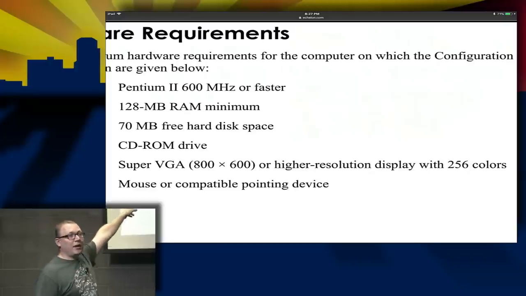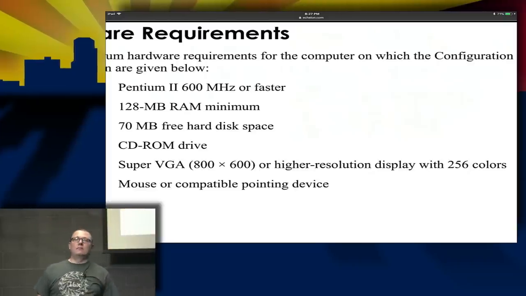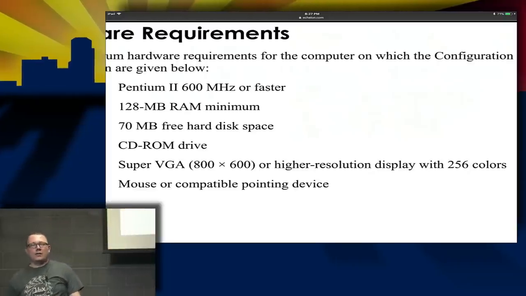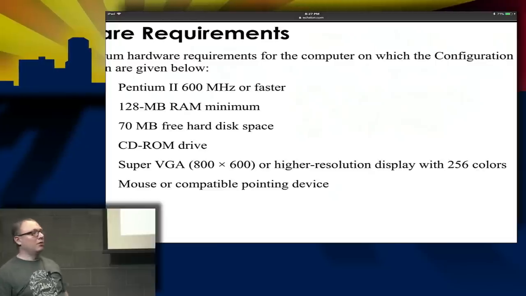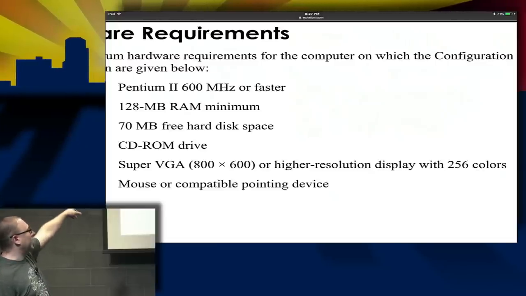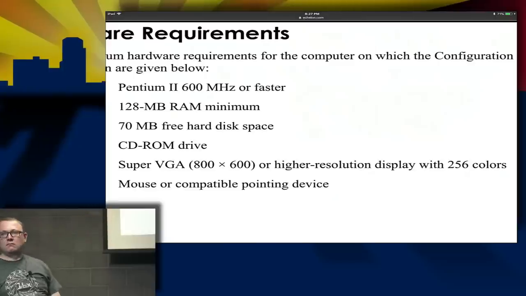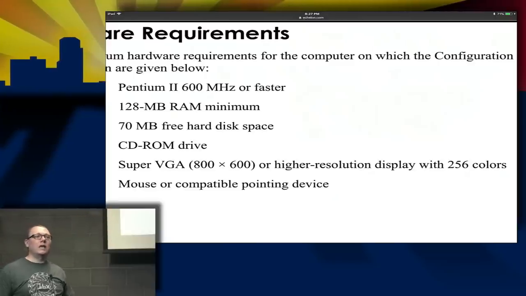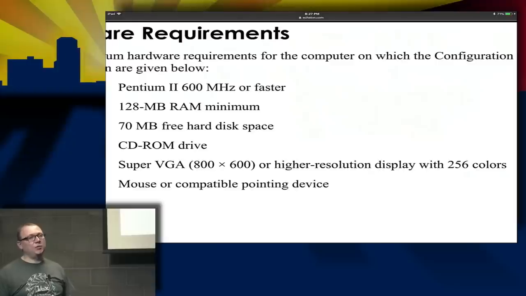Pentium 2, 600 megahertz or faster. These systems are slower than Raspberry Pis, okay? 128 megabytes of RAM. This is DOS stuff. Yeah, it's DOS stuff, exactly. And that's exactly what you're connecting to.